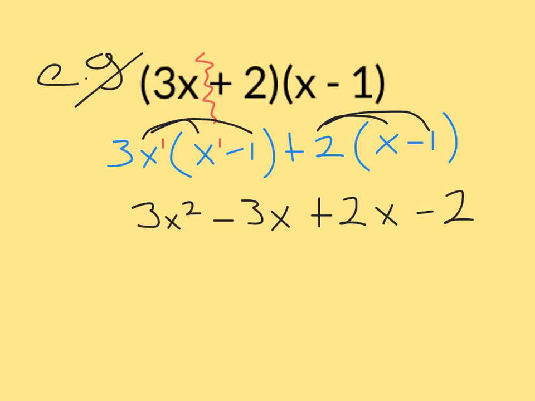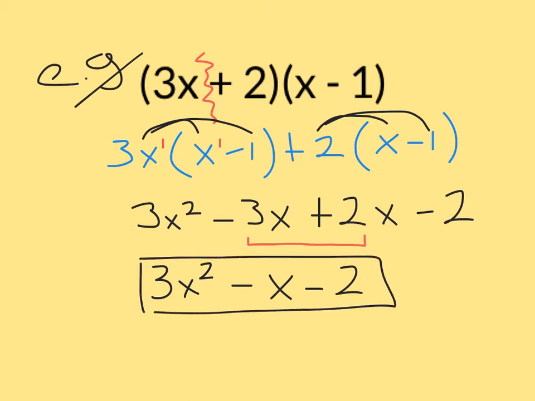Last part, which we always do, is anything that is similar we will put together. So we have 3x squared, can't be changed. Then we have minus 3x plus 2x. So minus 3 plus 2 gives me minus 1. And remember, we don't really write that 1 in front of the x, so it just becomes minus x, minus 2. And that's my final answer on that one.